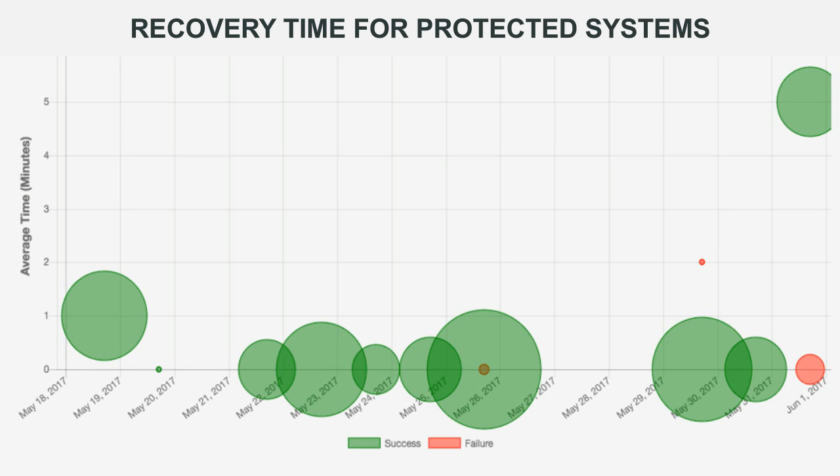Just to explain what this is, each of the green bubbles represents systems that are successfully recovered, and the red bubbles show systems not recovered. If there's no bubble on that day, then there were no systems recovered that day. The size of the bubble corresponds to the number of systems recovered. And the bubble's position along the y-axis shows the average time it took to recover the system.